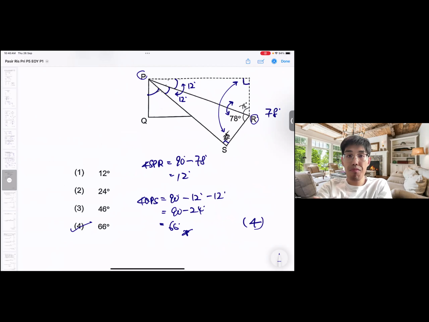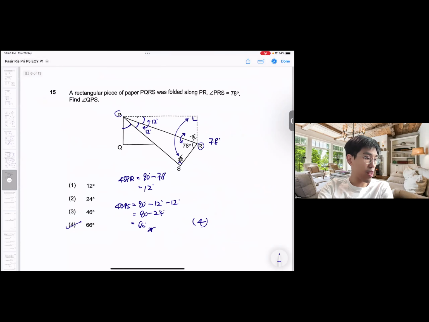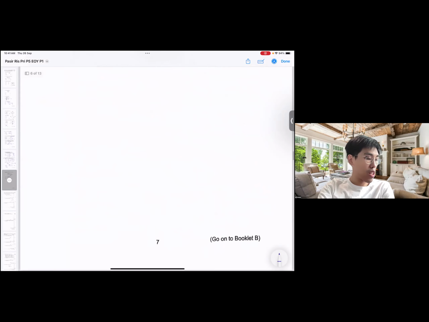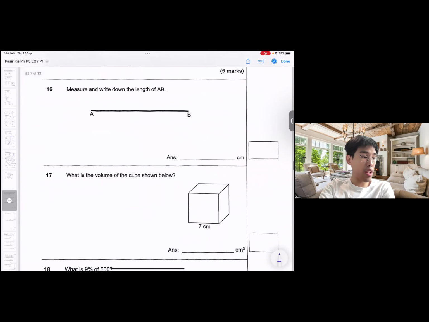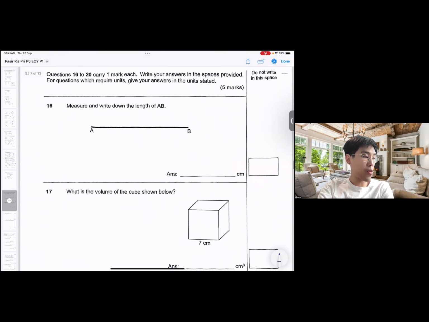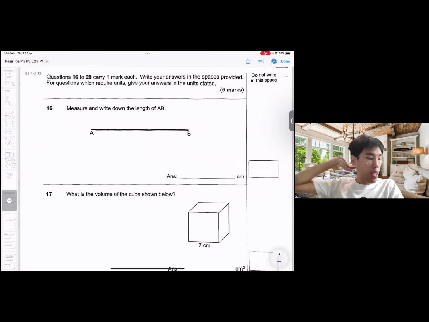Can? Can I? Okay, can. So with this, we mark the end of booklet A. Here no more already. The next one is question booklet B already. Okay.